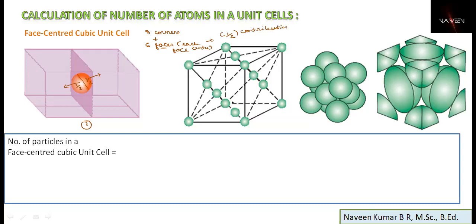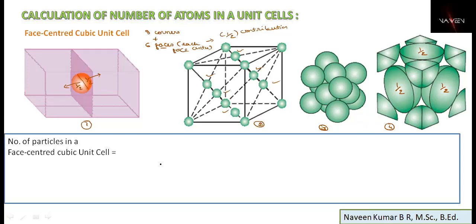Now you can observe this with the continuation of diagrams 2, 3, and 4. If you join the centers of all these spheres, you will get a face-centered unit cell. This is how the corner particles look, and these are the face-centered particles. We know that in a cube there are 6 faces, and in all 6 face centers there is a particle in the FCC crystal system. Each face-centered particle contributes half per unit cell. Here 3 face-centered particles are visible in the diagram, and the remaining 3 are behind. So the overall contribution of 6 face centers will be 6 into 1 by 2.